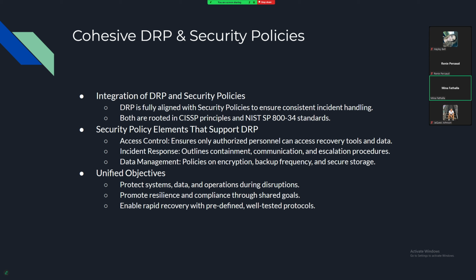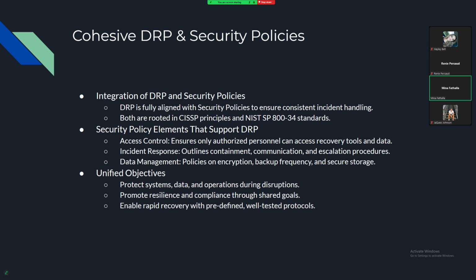The last part here is the cohesive DRP and security policies, which covers the cohesion of everything between the plan as well as the security needs. On the integration of DRP and security policies, the DRP is fully aligned with the security policy, so it makes sense that they're both connected hand in hand and consistent during handling of any downtime, as well as both being rooted in CISSP principles and NIST as well. It follows both standards, so we're not veering off of anything and we're following the normal procedures for the frameworks.